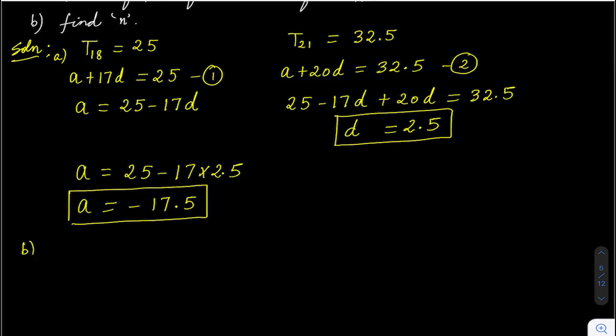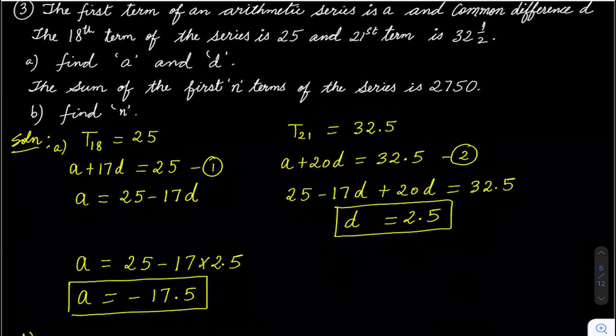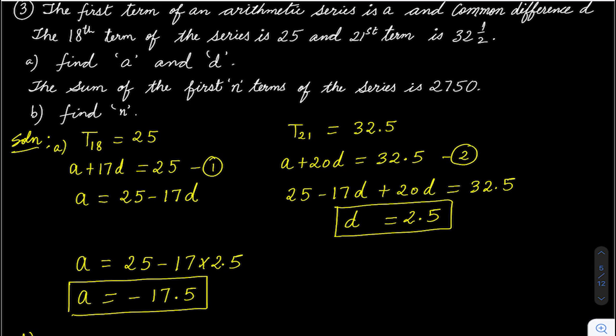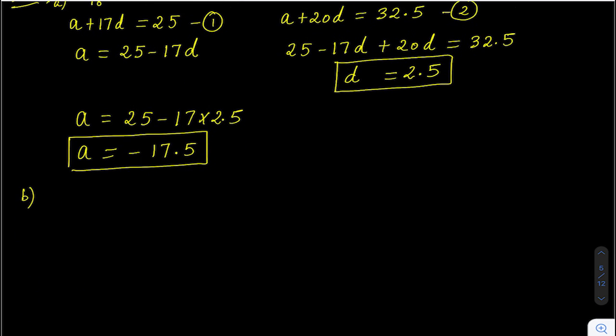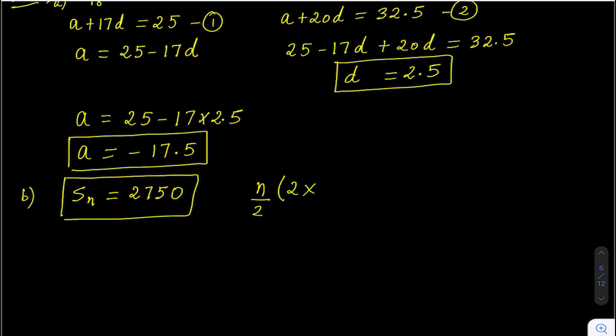Now let's try the B part. In the B part, they are asking, the sum of the first n terms of the series is 2750. Find n. So now they have given that the sum of the first n terms is 2750. So we have to find n. So let's use the formula. What is Sn? Sn is nothing but n over 2 into 2 times A. A is minus 17.5 plus n minus 1. We don't know n. So n minus 1 times D. D is 2.5 equals 2750.